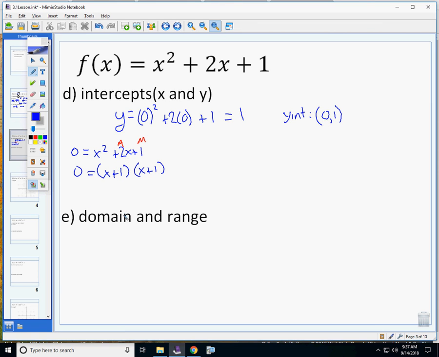Now if we set those equal to 0, to make this part equal to 0, the x would have to be negative 1. It also works for this part. X would also have to be negative 1. So our x-intercept, we have negative 1 comma 0.